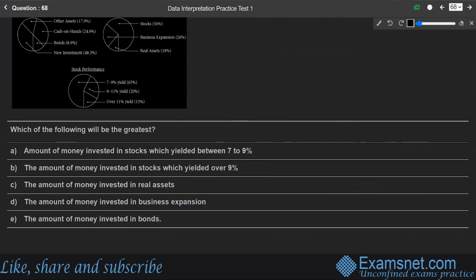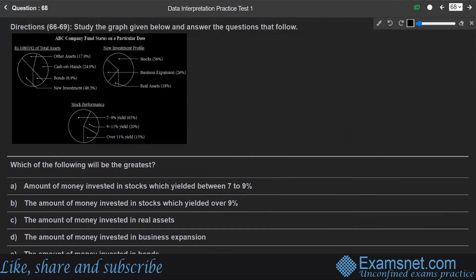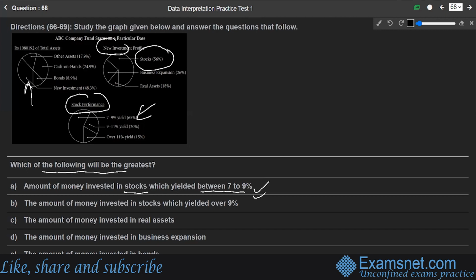Okay, for the same pie chart, we have been given a different question. It says, which of the following will be greatest? Okay, so we are supposed to compare them. Which of the following will be greatest? Let us go by option. The first option is amount of money invested in stocks which yielded between 7 to 9%. So we are supposed to find that. 7 to 9% is 65% of the stock value. The stock value itself is 56% of new investment, and new investment itself is 48.3%.